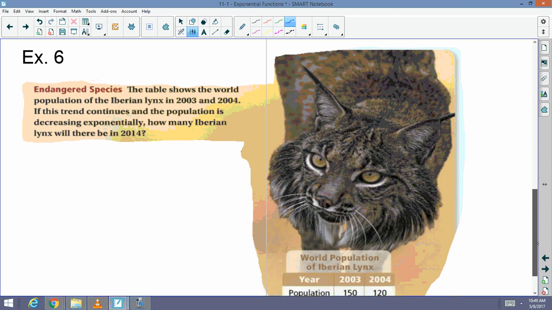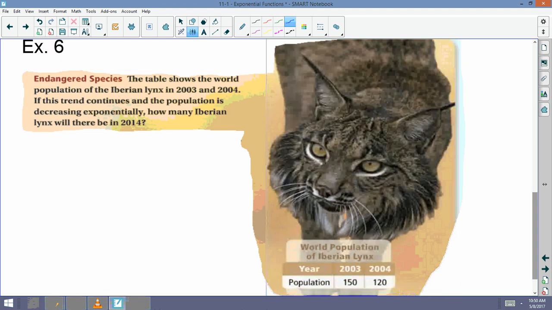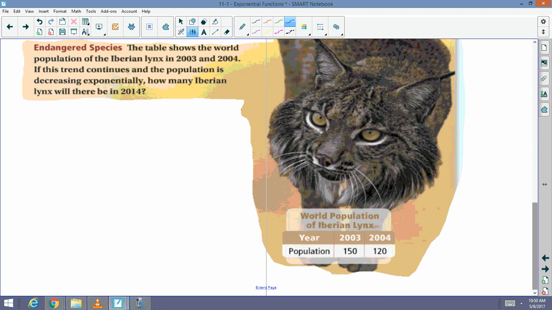How is this used in real world? Endangered species. The table shows the world population of Iberian lynx in 2003 and 2004. Very endangered species. If this trend continues, the population is decreasing exponentially. How many Iberian lynxes will there be in 2014? Okay, let's think about this here, guys.